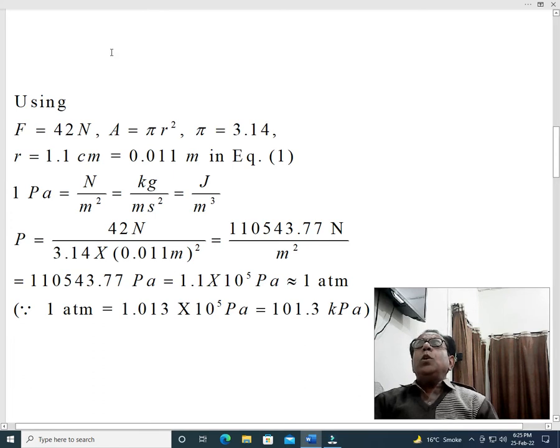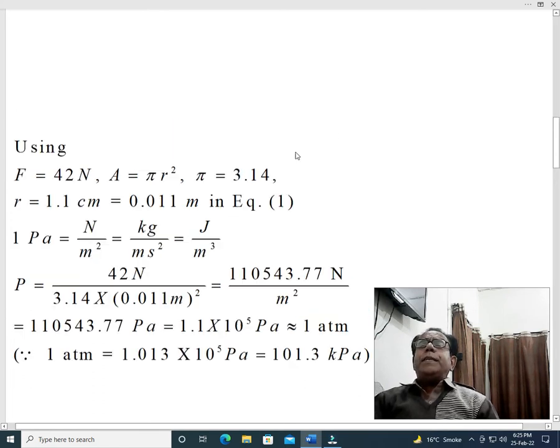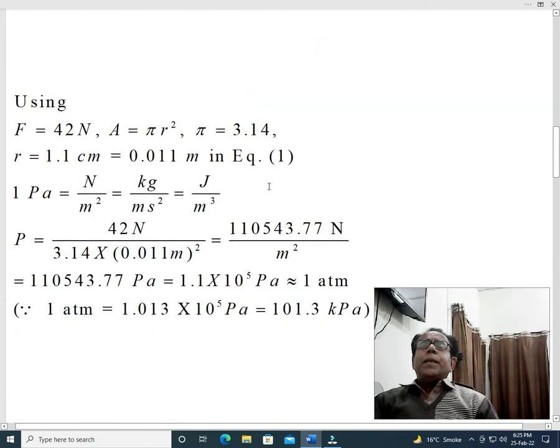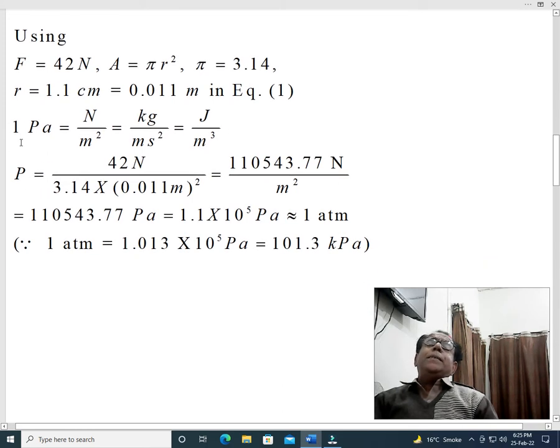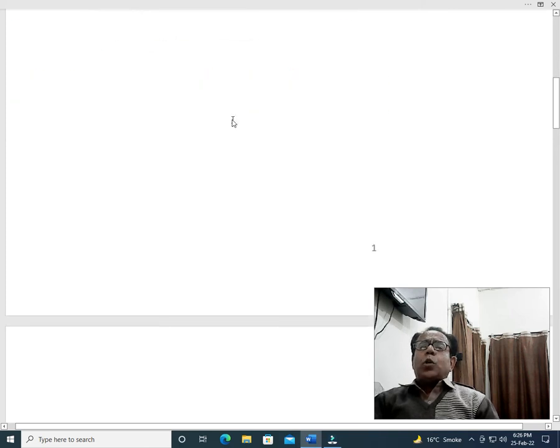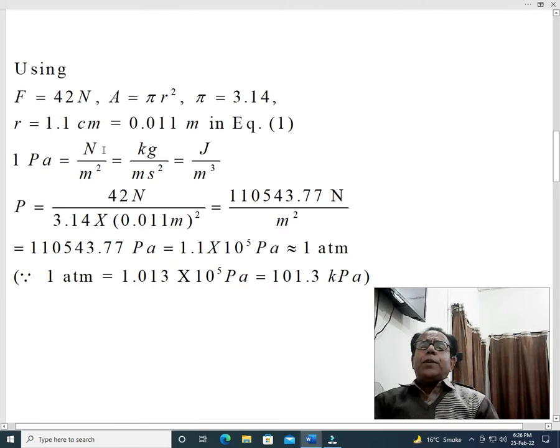So putting all these values in equation number 1, and beside this, using the equivalent definition of Pascal, that is 1 Pascal is equal to 1 Newton over meter square, as we have previously mentioned. In the SI system, pressure has units of newtons per square meter, and 1 Newton per meter square is equal to 1 Pascal. So 1 Pascal is equal to 1 Newton over meter square.